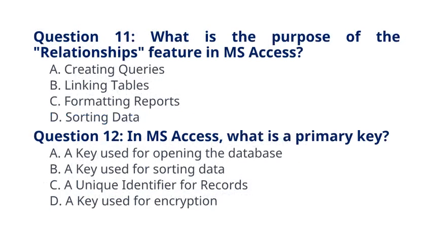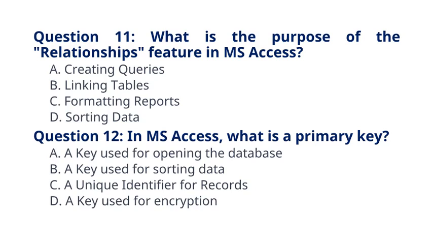Question 11. What is the purpose of the relationships feature in MS Access? A. Creating queries. B. Linking tables. C. Formatting reports. D. Sorting data. The correct answer to question 11 is option B. Linking tables. Explanation: the relationships feature is used for linking tables in a database.